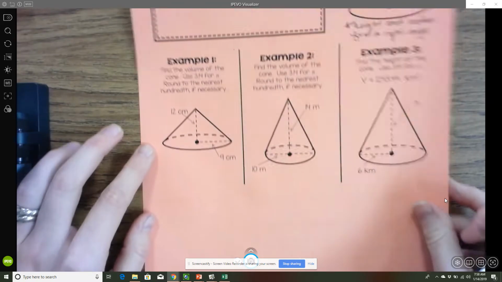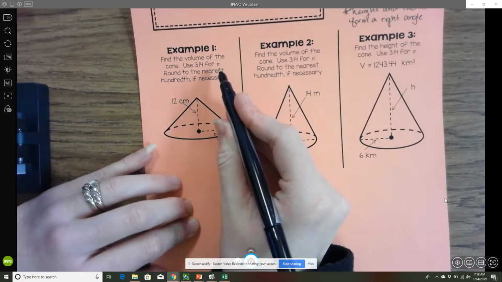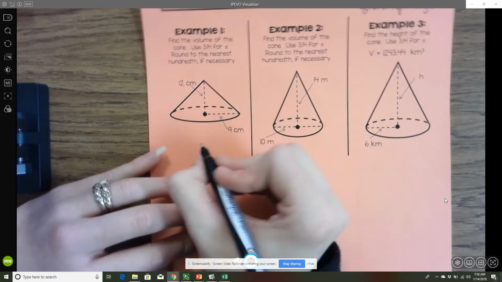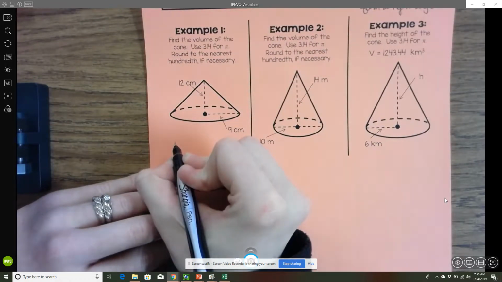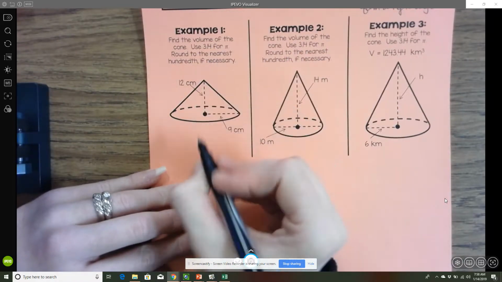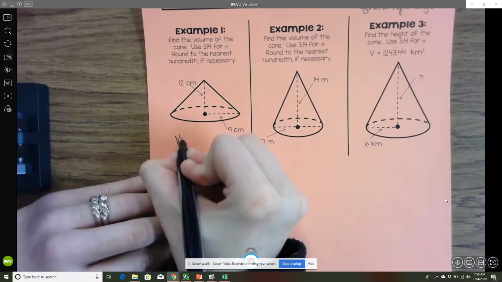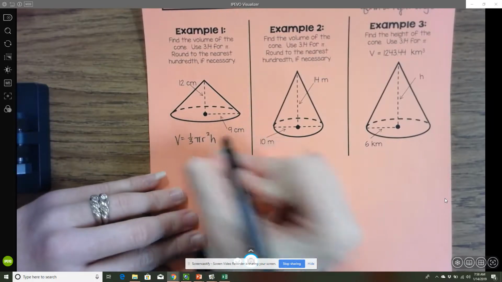All right, so some examples. Example 1, find the volume of the cone. Now, we're going to still use pi. We're not going to use 3.14. But if it tells you to do this, instead of hitting the pi button, you would put 3.14. So I will work one that way. All right, so volume equals 1/3 pi r squared h.